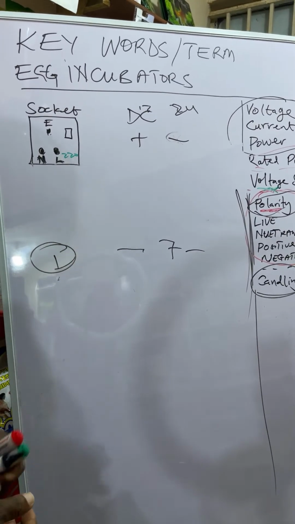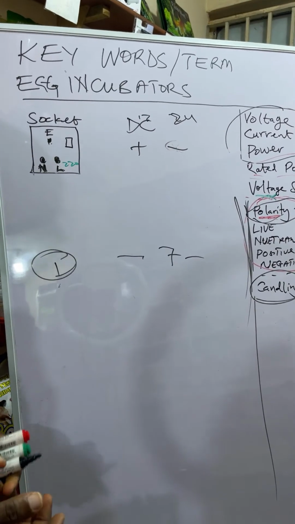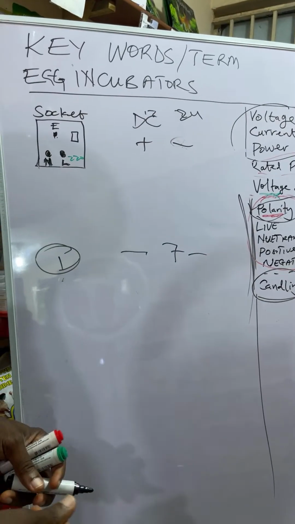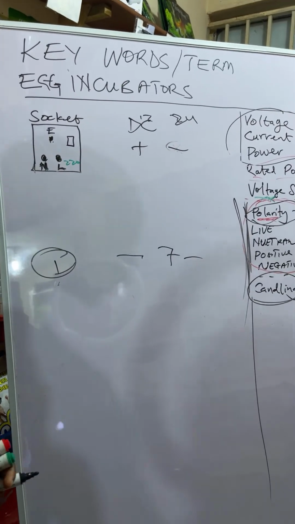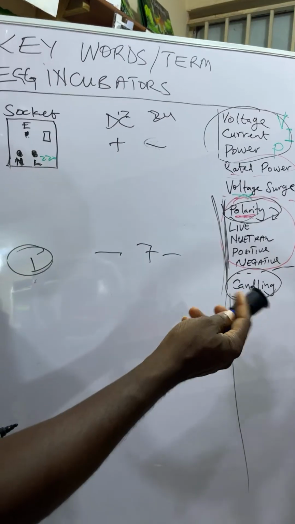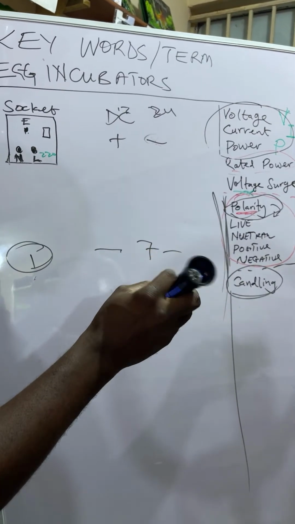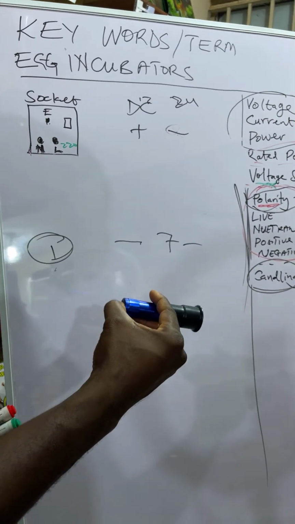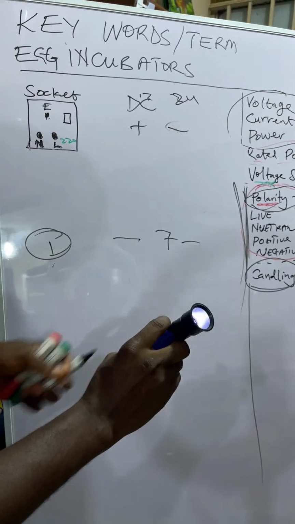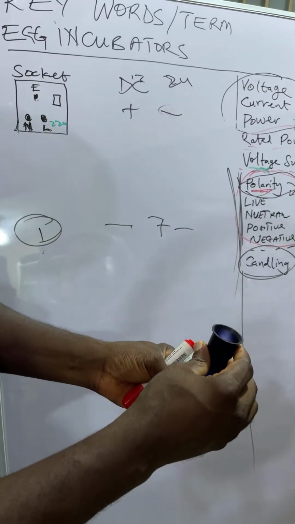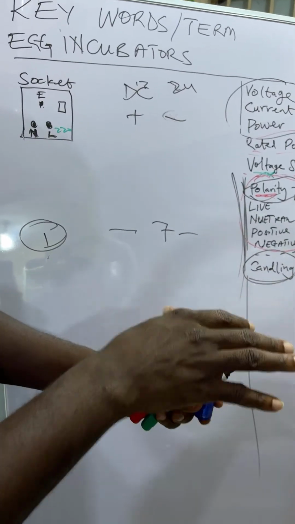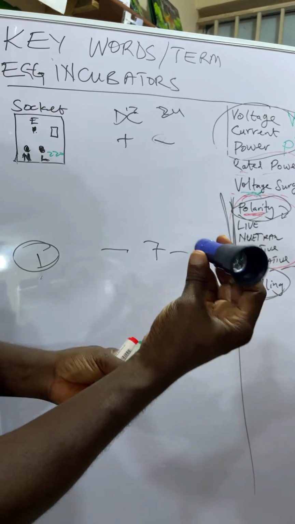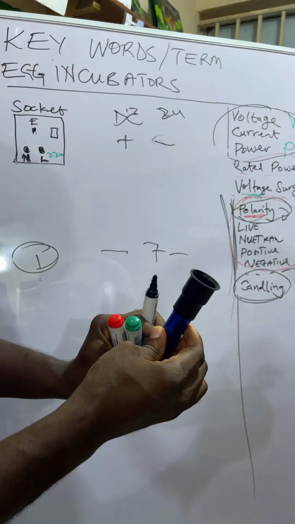So candling simply means you get a source of light. The light shouldn't be the light that produces a lot of heat. Because of that, we have a special torch we call a candler, and it's not so expensive, currently 40 cedis. It has something like a funnel. You turn off the light in the room, put your egg on top of it, and then you switch on the light.